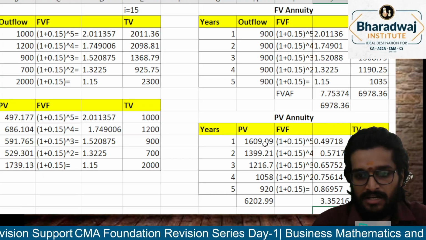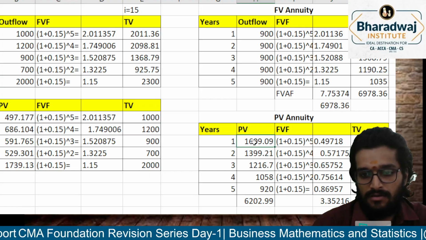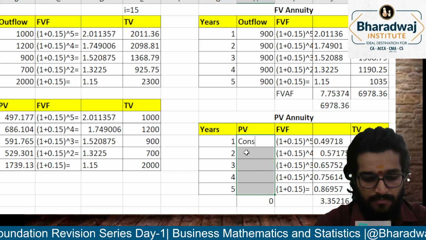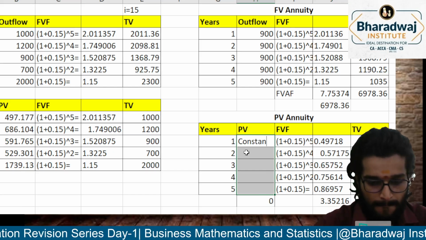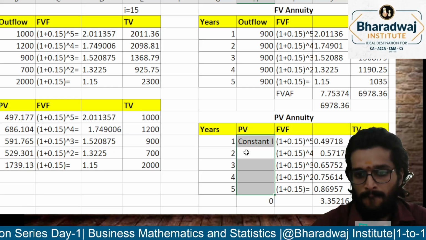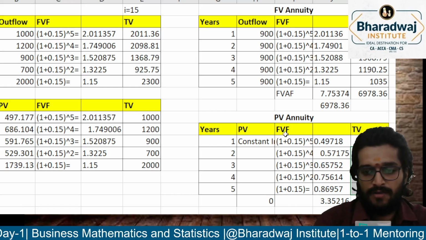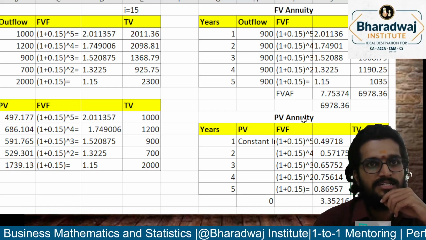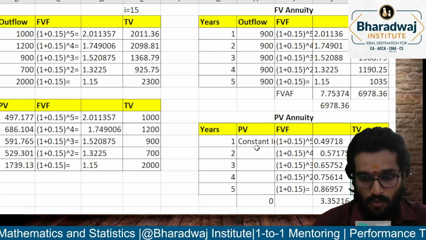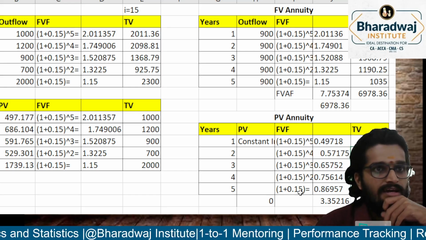What's the constant investment I should make to get 800 here? This will not be 800. All the things will not be 800 because investment is constant. Investment is constant and the final value differs. Final value will always differ. What is the constant investment is the question here. Clear?